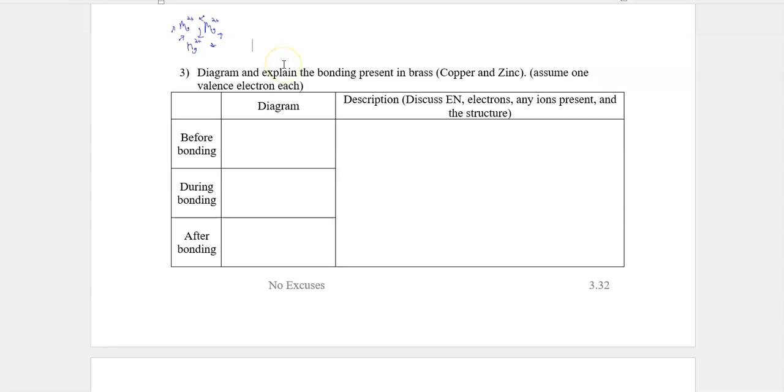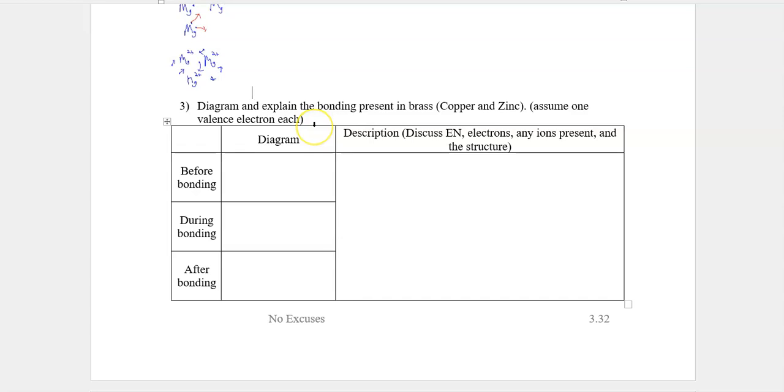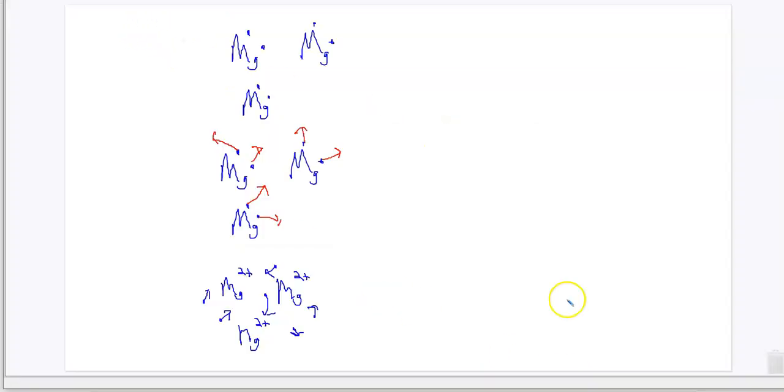Diagram and explain the bonding present in brass. So brass is a metal alloy of copper and zinc. Assume 1 valence electron each. Yeah, because they're transition metals, so you can't just look up the electrons easily, but the most common state that they're in, they just give away 1 each. So let's just do 2 of each, 2 coppers and 2 zincs. So I'll do Cu with 1 valence, zinc with 1 valence, and then like that.